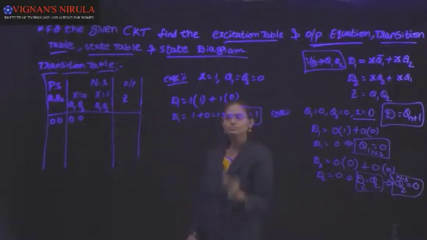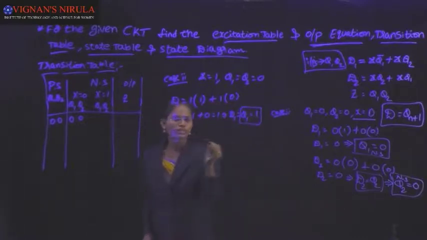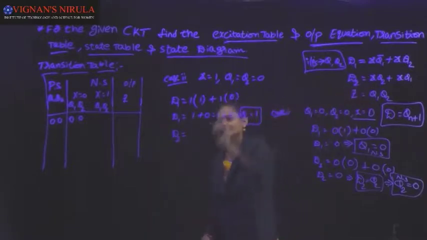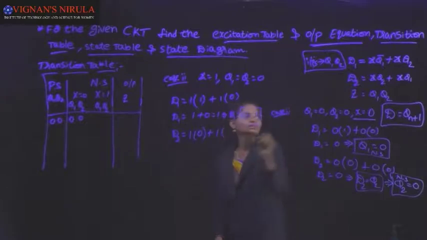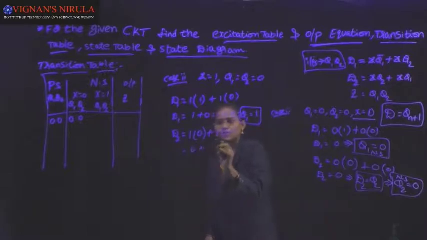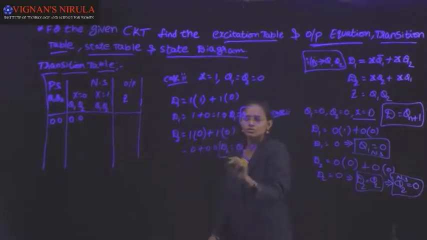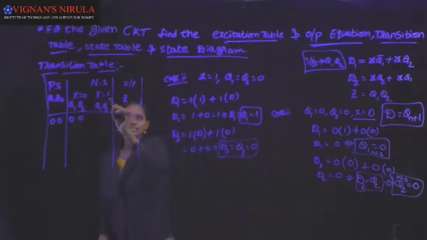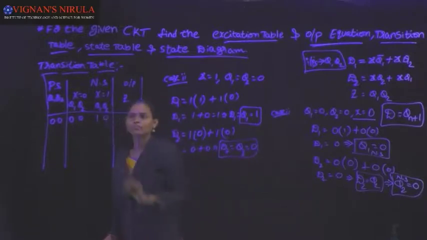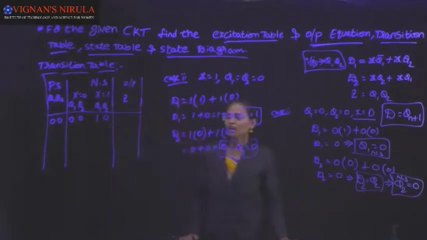Next d2, here the d2 equation is x into q2 plus x into q1. Here x is 1 into q2 is 0, plus x is 1 and q1 is 0. In that case 1 into 0 is 0 plus 1 into 0 is 0. Then finally d2 equal to q2 equal to 0. Here in case q1 equal to q2 equal to 0, if x equal to 1, then q1 is 1 and q2 is 0. This is the next state.